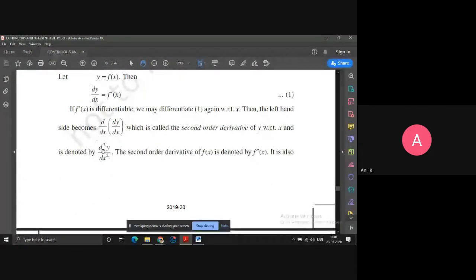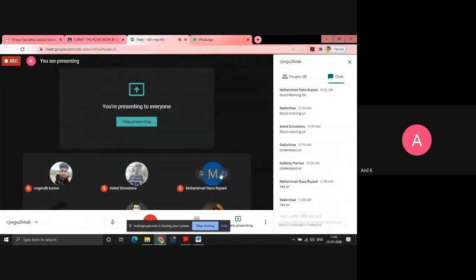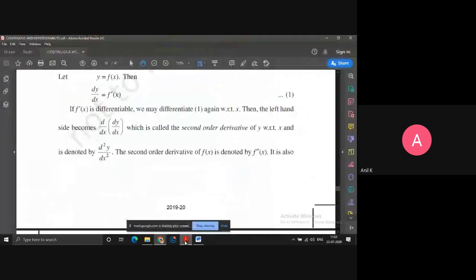If it is the first derivative, we call it f dash of x, and if it is the second derivative, we call it f double dash of x. And if it is the third derivative, we call it f triple dash of x. And for the first derivative, we write dy by dx. And if it is the second derivative, d square y by dx square.